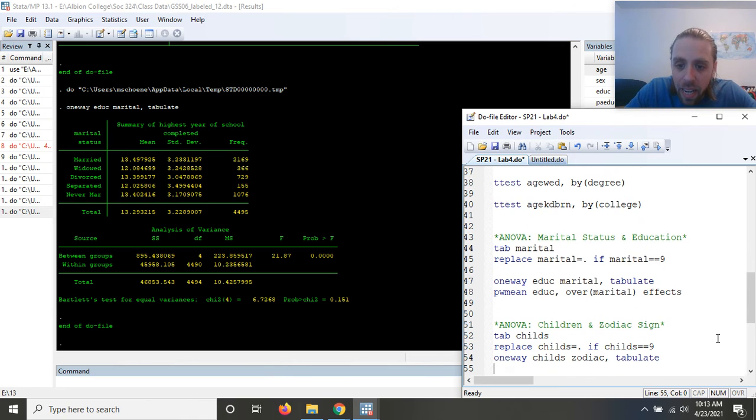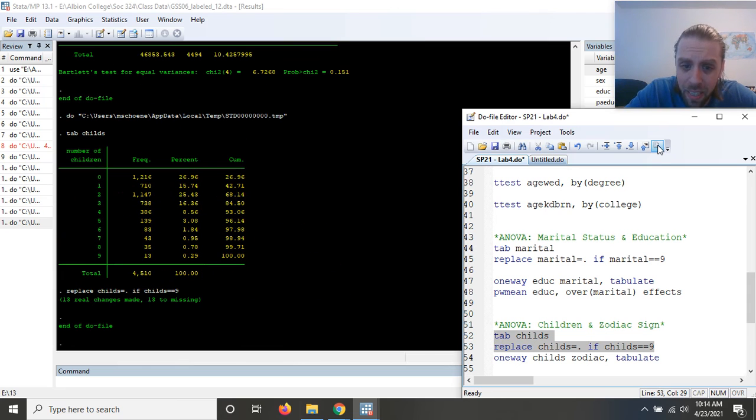Last thing I want to look at is a crazy ANOVA where you probably are like, what would this look like if it wasn't significant? Well, I'm going to first use the child's variable, and I actually want to use that with the zodiac variable. This is why I keep the zodiac variable around, because I always want something that isn't really going to be significant. So here's my hypothesis. People with different zodiac signs will have different averages of number of children.